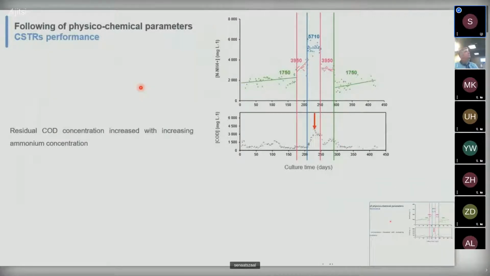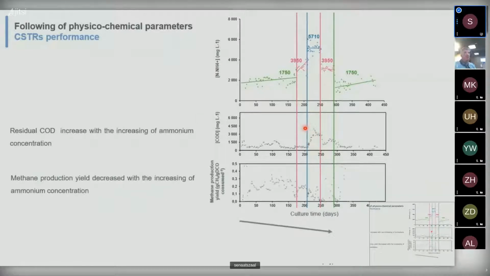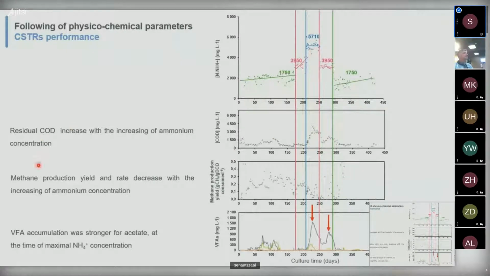Then I measured the residual COD concentration, which increased at high concentration of ammonium here. And then I measured that the methane production yield decreased with the increase of ammonium concentration. And then I measured the VFA accumulation, and we can see here an accumulation of acetate at high concentration of ammonium. We can see also a little accumulation of propionate with no accumulation of butyrate.